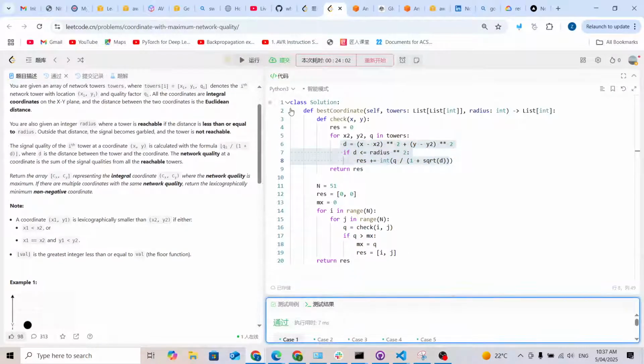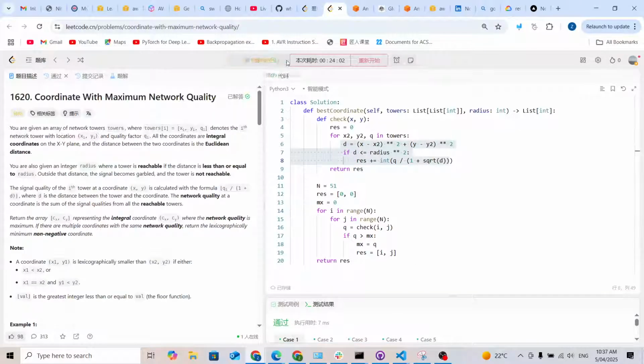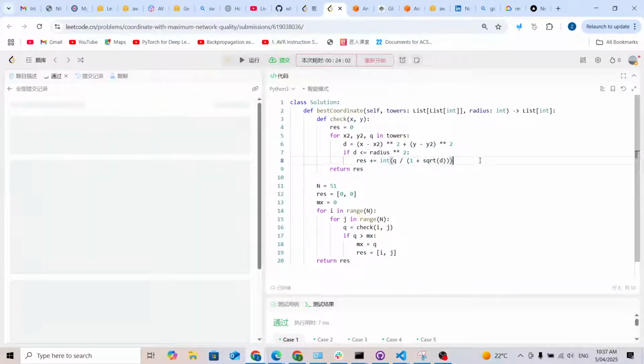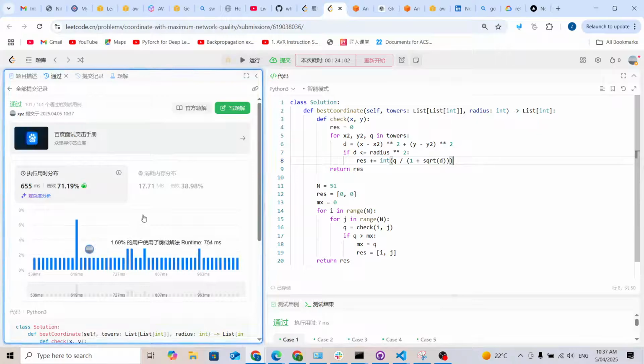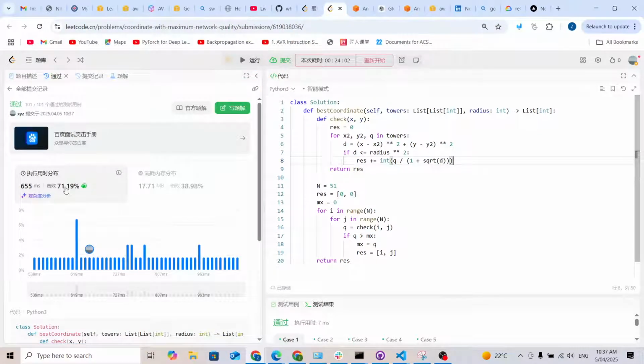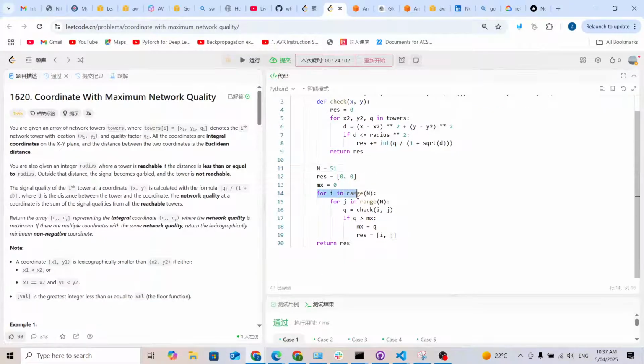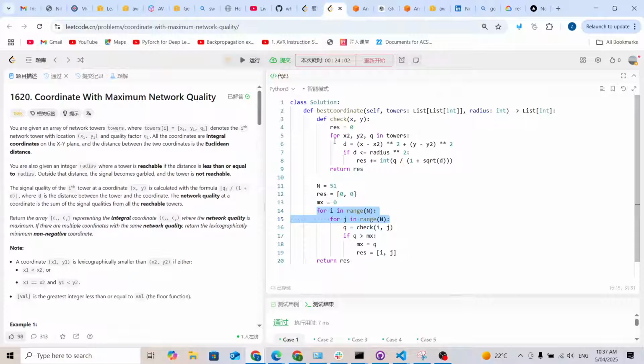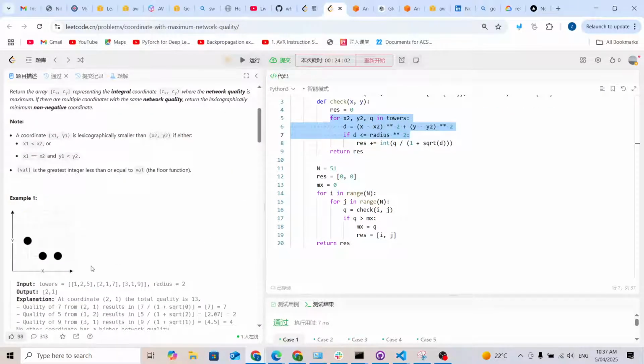Let me just run it. As you can see, it works. And now let me just submit it. As you can see, it works, it passed all the testing cases, and it's pretty fast. The time complexity is n cubic, because from here this is n square, and from here we use another for loop, so this is why it is n cubic, and this is why it works.